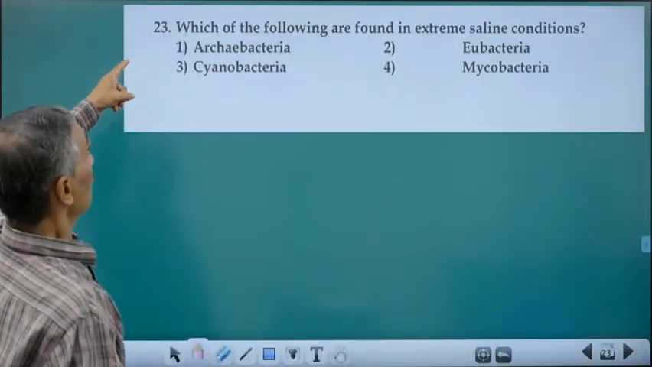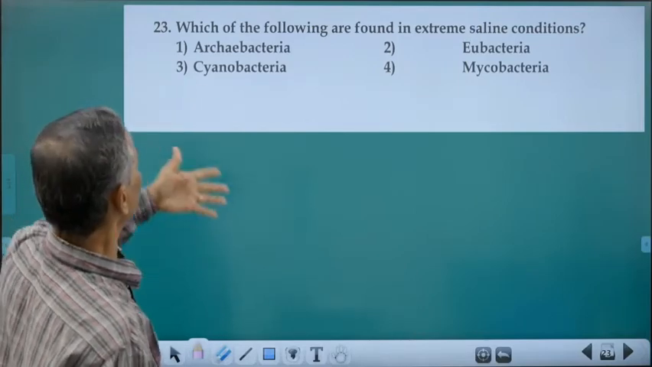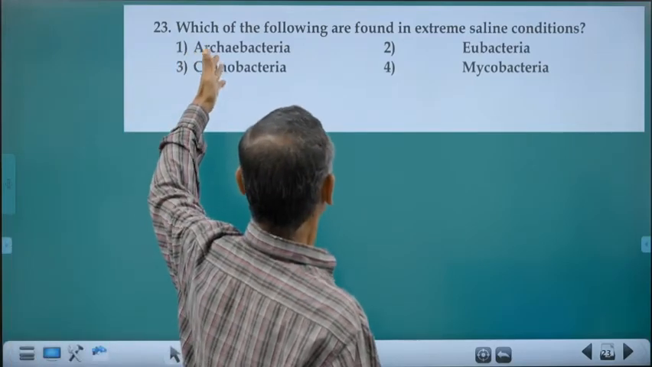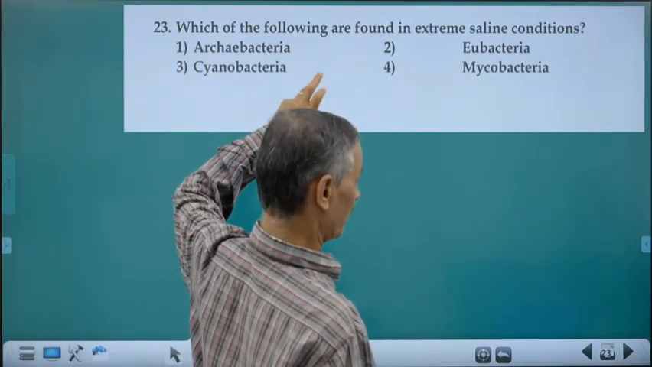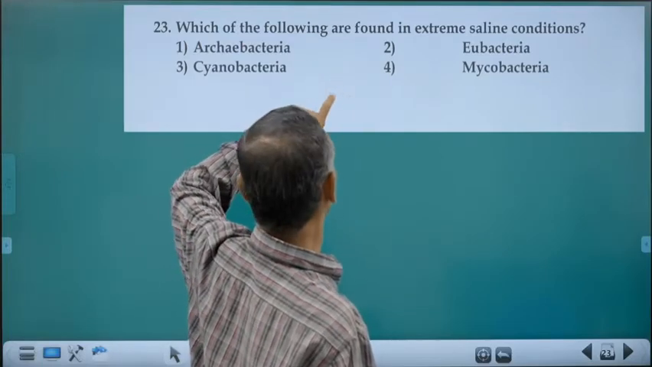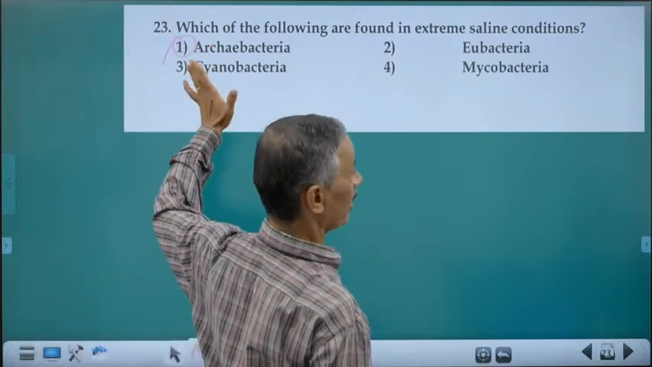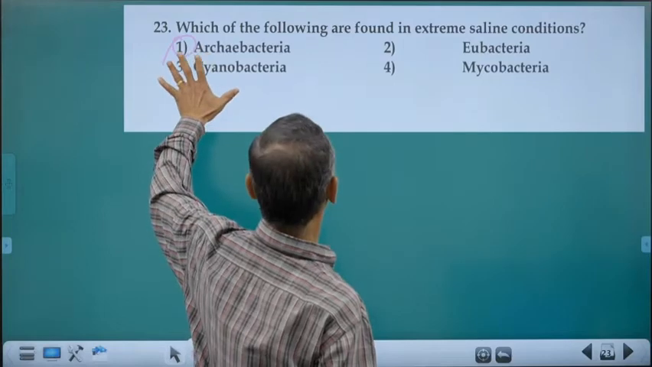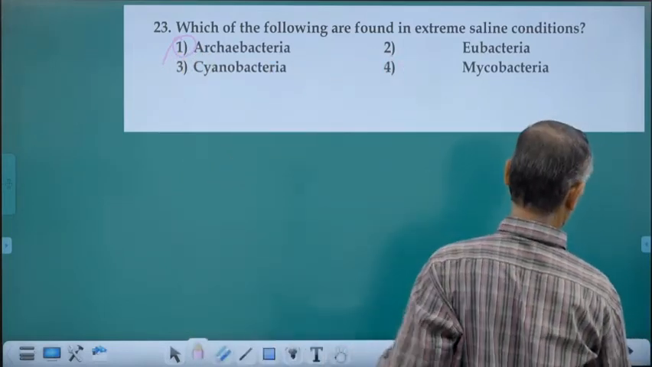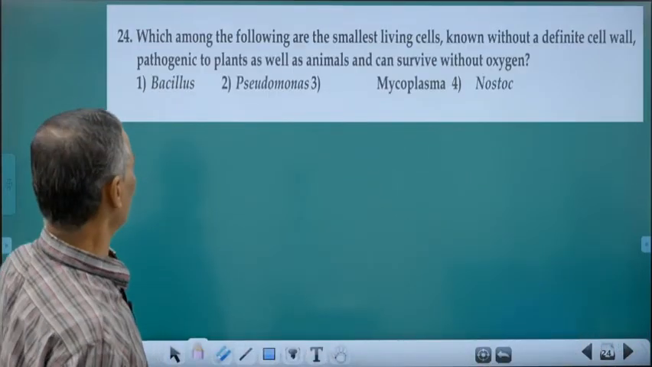Okay. Which of the following are found in extreme saline? Very simple question. In extreme saline, we have the archaebacteria living in extreme salty conditions, thermoacidophiles or methane-containing gas. So archaebacteria. Cyanobacteria is seen in polluted waters, always in water. Eubacteria are present everywhere, and mycobacteria can be seen in the body of other organisms or in soil.